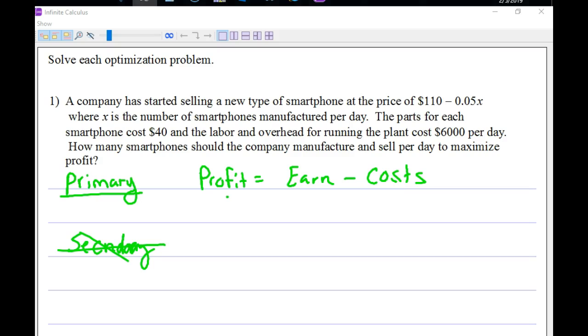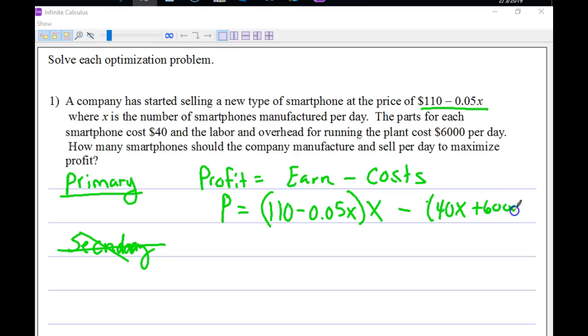So they say that we're making this much for every phone that is sold. So that's going to be what we're earning. And that's for one phone, and we're selling that many phones, so you're going to multiply it by x. This is for each phone, this is how many phones we're selling. Minus the costs, and it costs them $40 per phone, plus an additional $6,000 a day to keep this thing going.